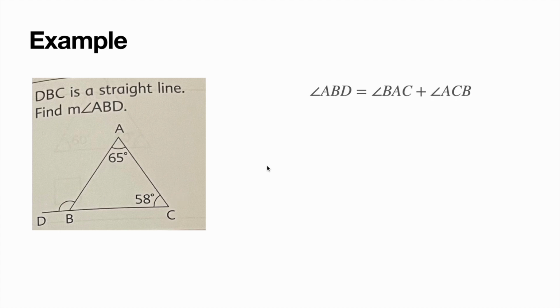So first, angle ABD is the sum of two angles, angle BAC plus angle ACB. That's the previous slide's theorem. And it will be 65 degrees plus 58 degrees, which is 123 degrees.